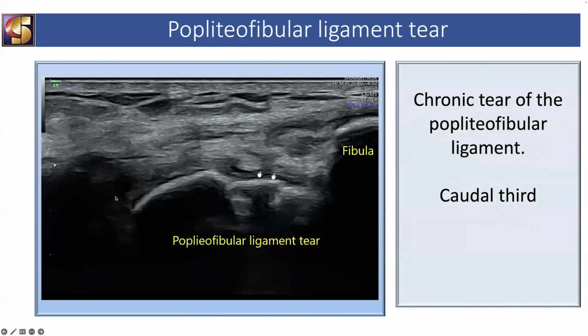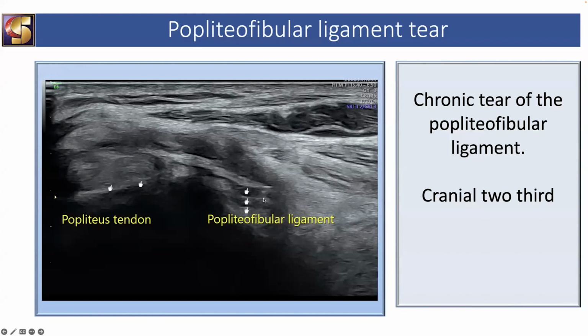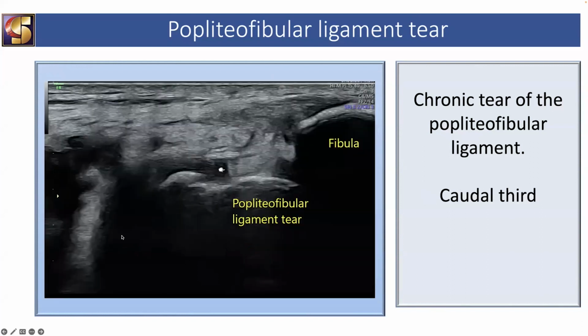So coming to the popliteofibular ligament, in this case, we can see both the torn ends with a small gap here, and this bright hyperechoic structure at the fibular head. And in this case of the popliteofibular ligament, we can see an oblique tear just superficial to the popliteus tendon. It was involving the cranial two-thirds of the popliteofibular ligament. And in this case, I was unable to see the popliteofibular ligament beyond this area from the fibular attachment.